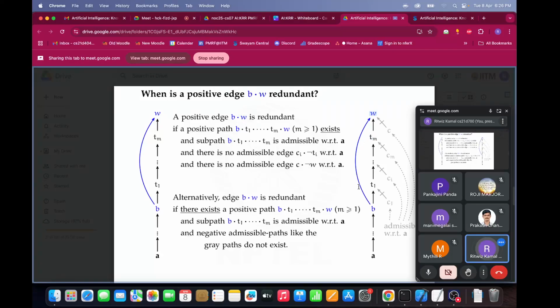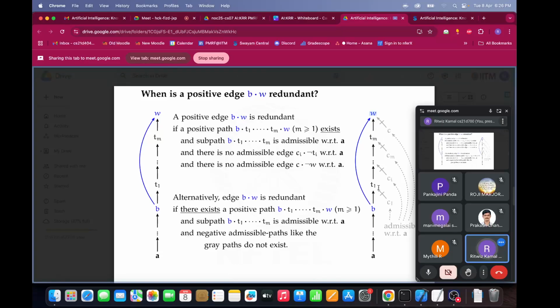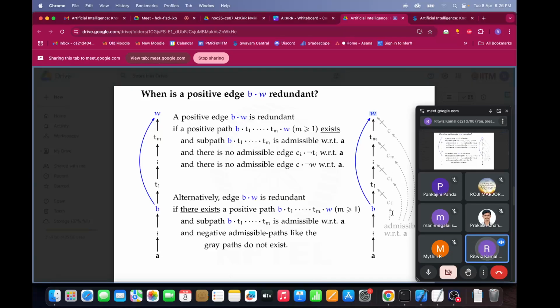So that is redundancy. But to confirm that this is actually a redundant edge, we also need to make sure that there is no particular subpath, basically these edges, these paths that you see over here, coming from A and negating each of T1, T2 up to Tm or even W. These negations must not be there for us to say that B to W is redundant. So this is an important condition.